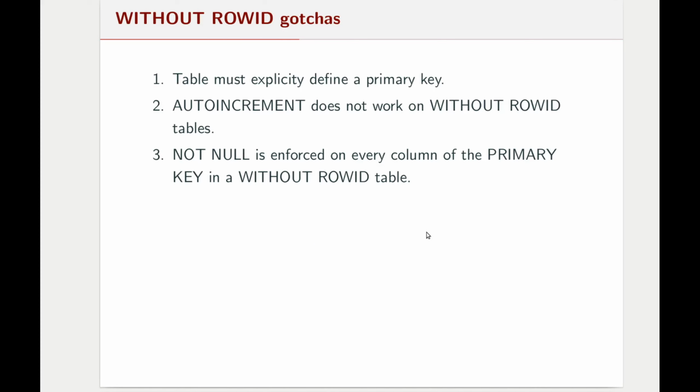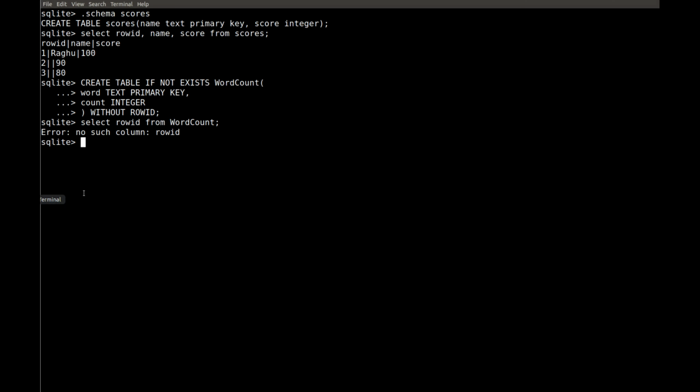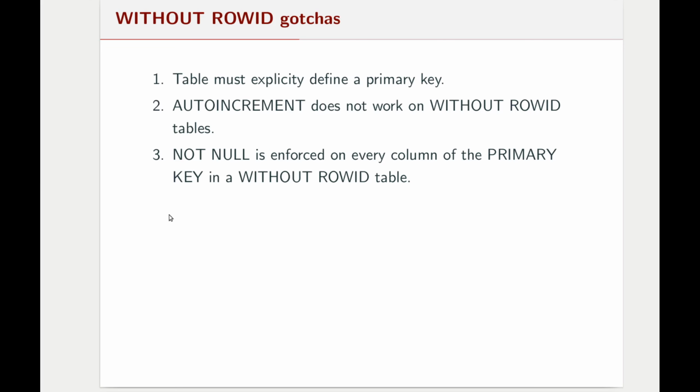Here are some gotchas associated with a without row ID table. As we saw before, the table must explicitly define a primary key. Auto increment does not work on without row ID tables. What does auto increment mean? We just saw in the row ID assignment here that increasing numbers were provided. This is an example of auto increment. If the value isn't provided, or if the value provided is null, then the SQLite engine takes care of assigning the next number that is greater than the maximum number seen so far. That is auto increment.